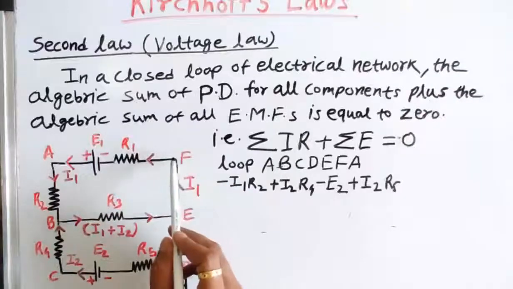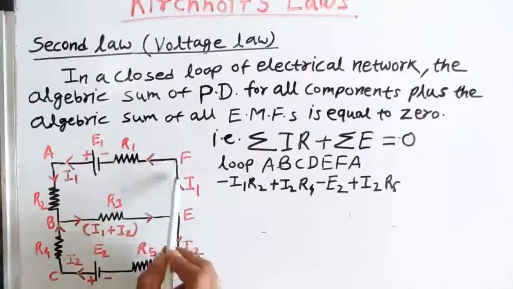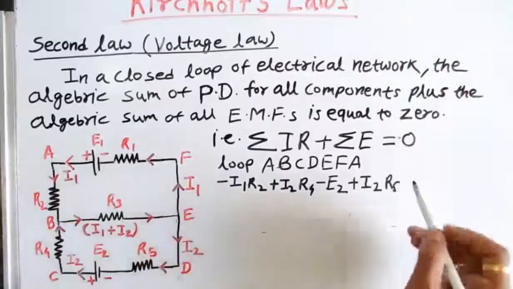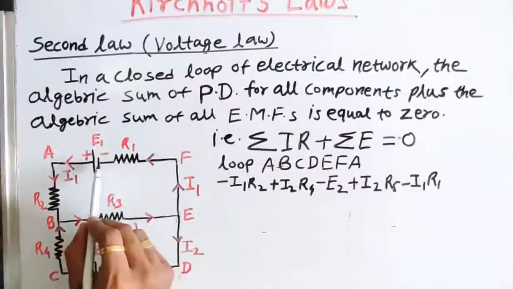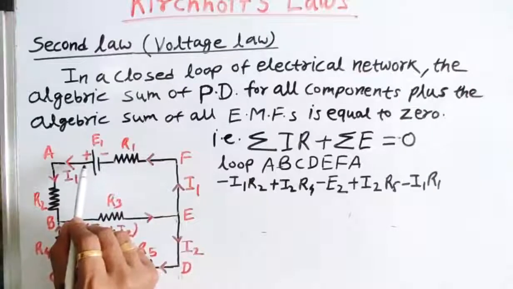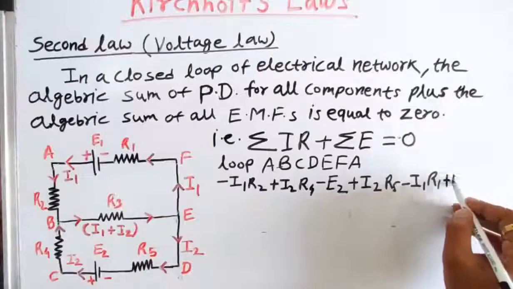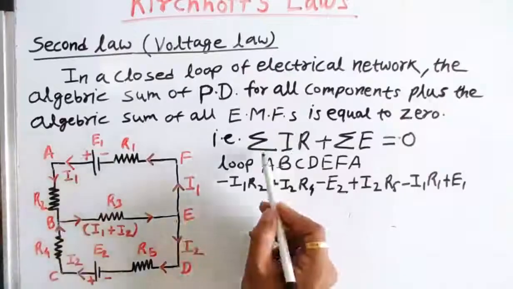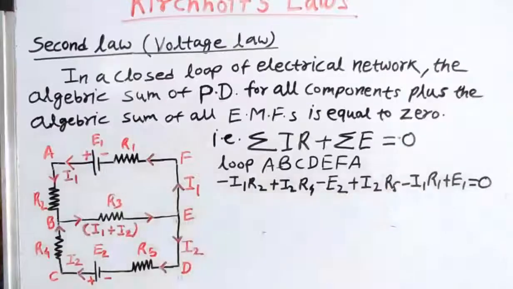Then when we are moving from F to A, we have a component R1. Here you can see the direction of flow of current I1 is the same as the direction of tracing of the loop. So we can write minus I1 R1. And now we are moving from the negative terminal of the source of EMF to the positive terminal, so this EMF E1 we can treat as positive, so plus E1, and we have reached the point A, meaning the loop is complete. So summation IR plus summation E is equal to 0. So this equation is equal to 0.